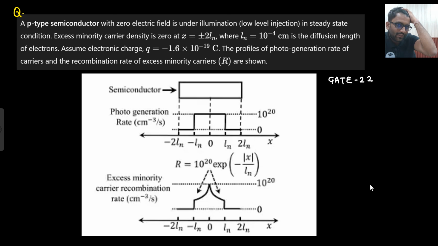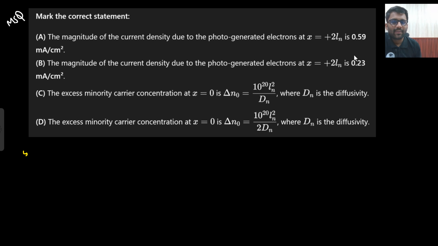So this question was asked in your GATE 2022 examination, which is based on basic semiconductor physics, in the topic of semiconductor under non-equilibrium, or you can call it the continuity equation. In the examination, they asked only this question: the magnitude of current density because of the excess electrons at x equals plus minus 2 Ln. So the answer was 0.59 milliampere per centimeter square, but I made it an MSQ.